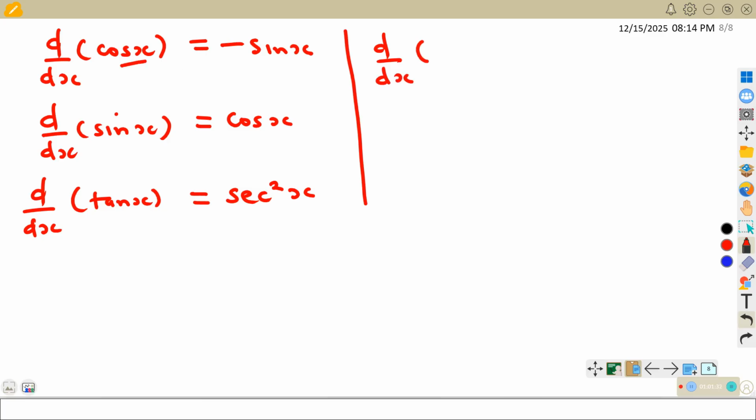What is the reciprocal of cos? I want to check someone here. Geoffrey, we have Geoffrey there. What is the reciprocal of cos? In other words, what is 1 upon cos?